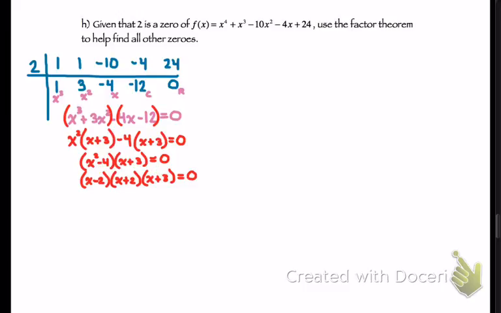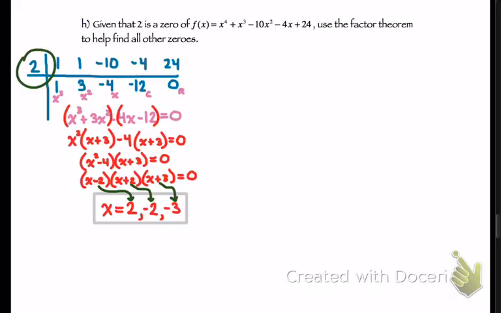So now I'm saying to myself, okay, with these 3 terms here, what makes them equal to 0? Well, positive 2, negative 2, negative 3. I said in the beginning I needed to find 3 more. Voila, there are the 3 more. I said there needed to be 4 total. 1, 2, 3. There are 4 of them total.